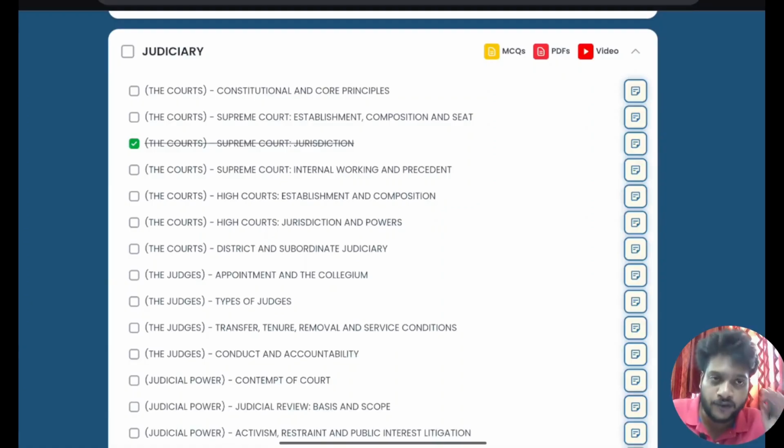I have studied all of judiciary. I don't have to worry about it. And next time when you're revising it again, you go through the questions again. You force your brain to sit and actively recall these concepts. You don't just passively read. If you passively read, you will be familiar.